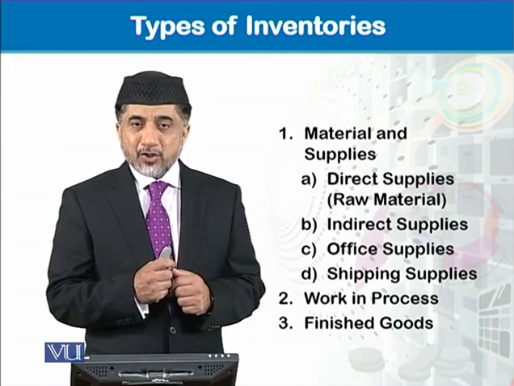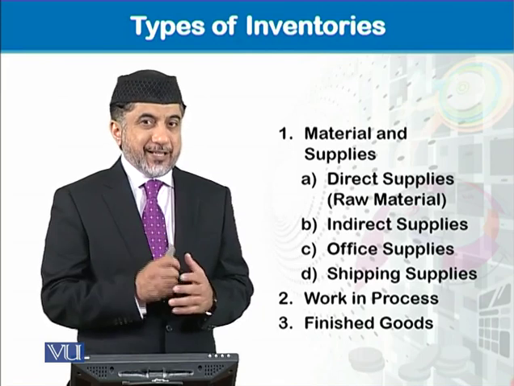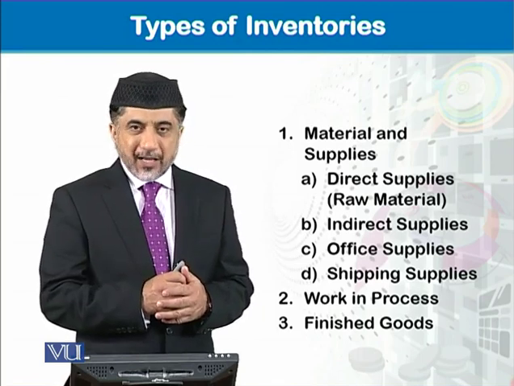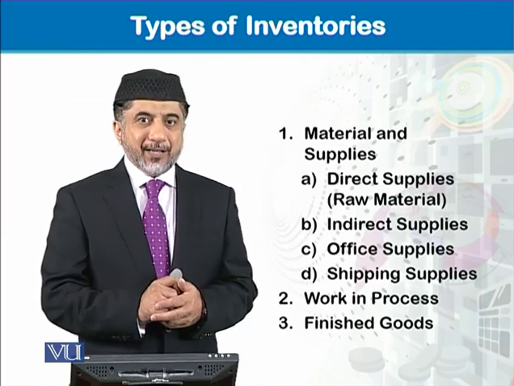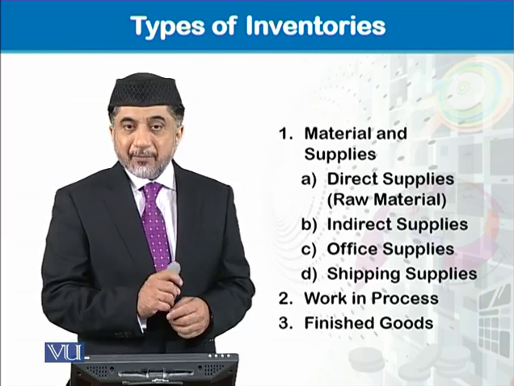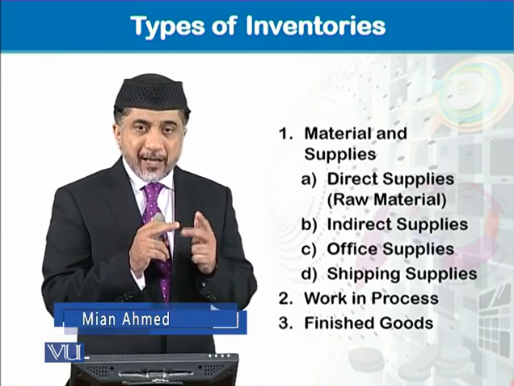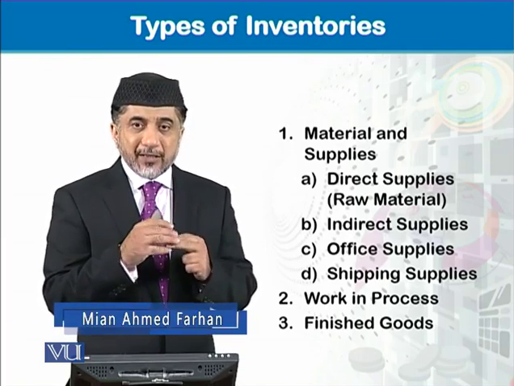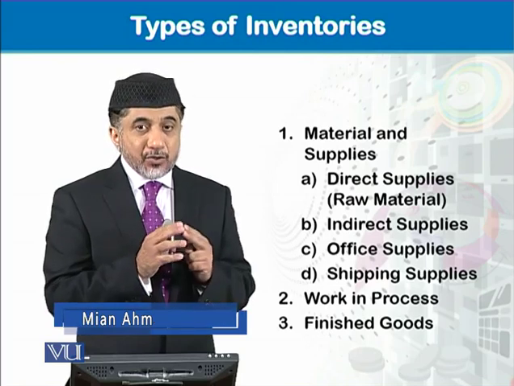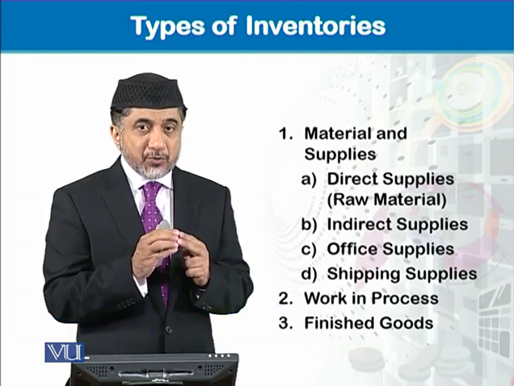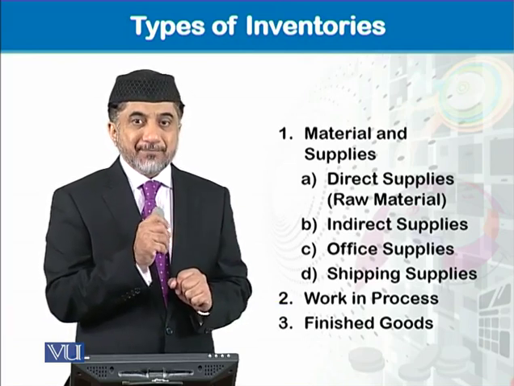This material and supplies are further subclassified into four categories, which is direct material supplies. This is in fact the raw material. And then indirect material supplies. These direct supplies and indirect supplies together are known as production supplies, because we use both of these two types of inventories in production.